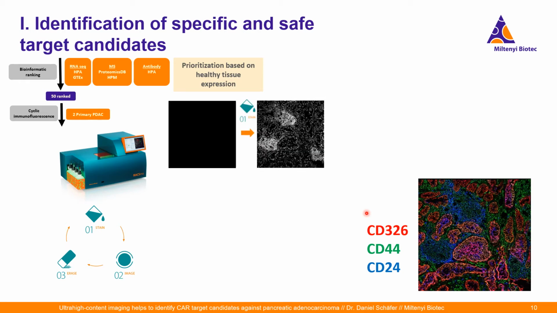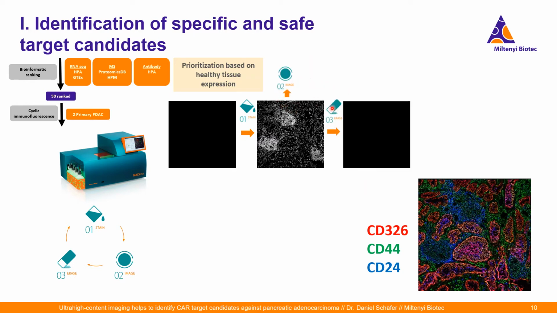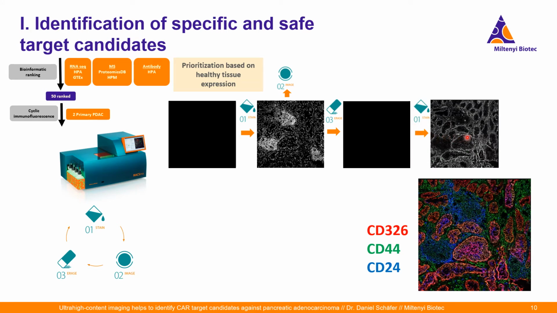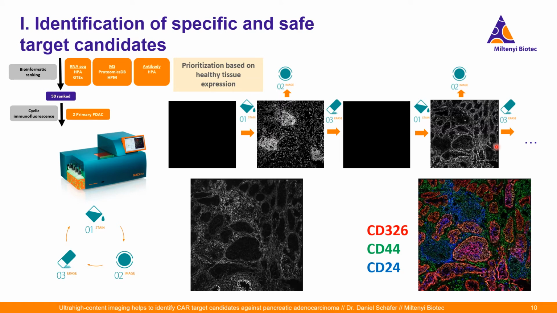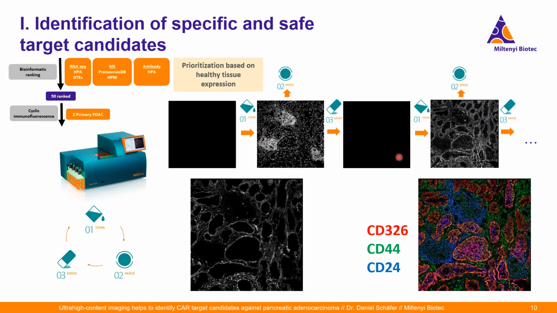We perform a staining on a tissue section. We then take an image. We erase the signal. We perform a new staining, take an image again, erase the signal, and this cycle continues over and over and over again.